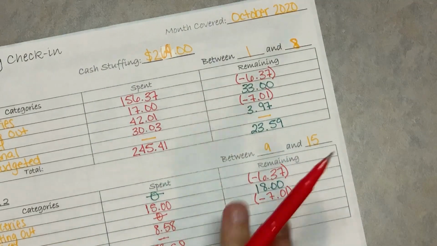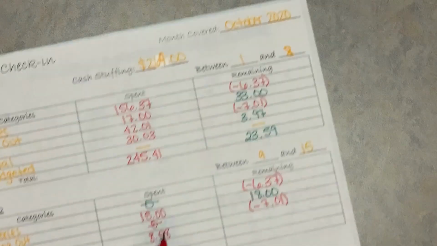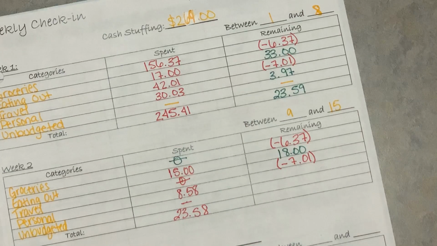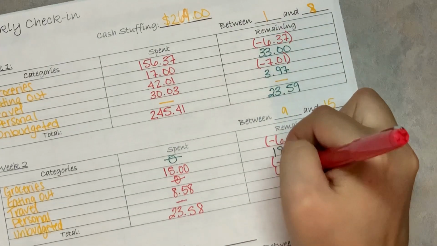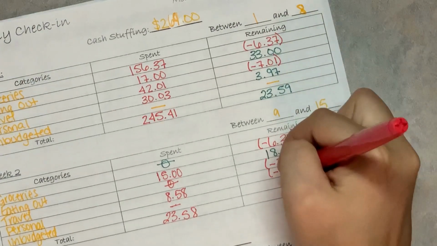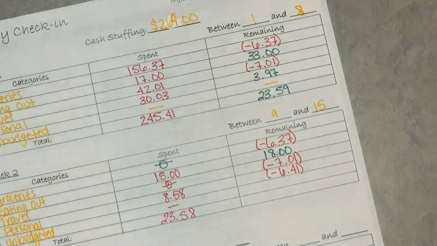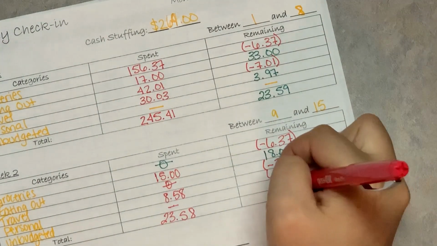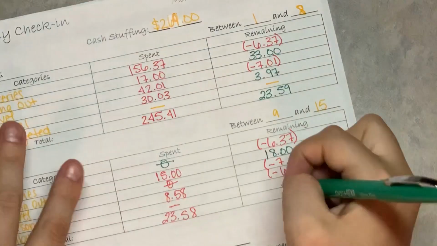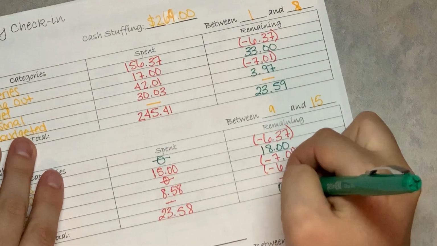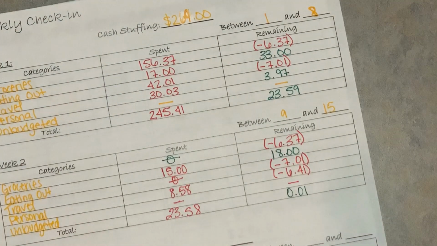For personal, last week I was still under budget. I did end up spending $8.58, and so that did put me over budget. I was over budget by $6.41. And in the end, when you add all of that up, I was still under budget as a total whole overall by 1 cent. So that worked out pretty well, I'd say.